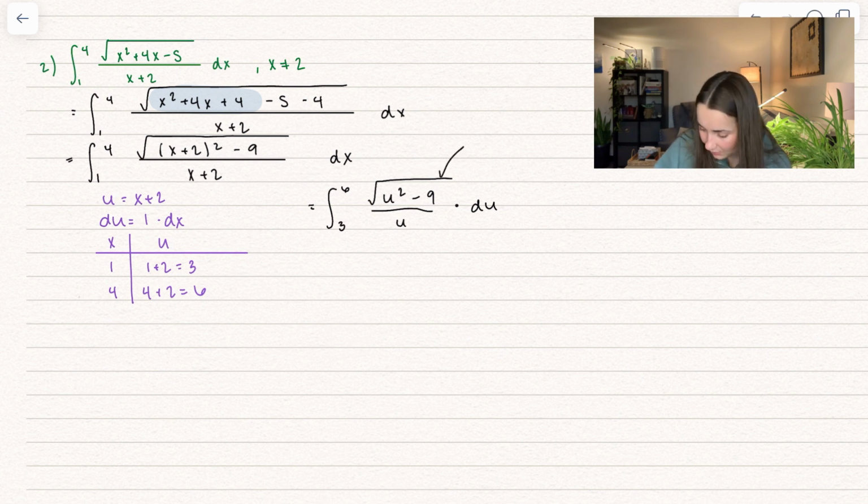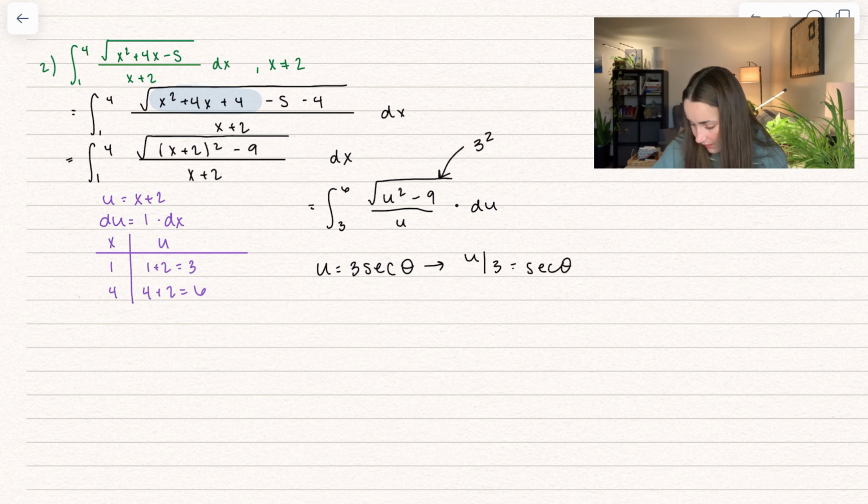We have our a value is going to be 3 because 9 is 3 squared. So we get u is equal to 3 secant of theta, or you can rewrite that as u divided by 3 is equal to secant of theta. So we can go ahead and set up our triangle. Here's our theta, right corner. We have u and 3, so this has to be the square root of u squared minus 9. So we have our u, right? We're able to plug that in.